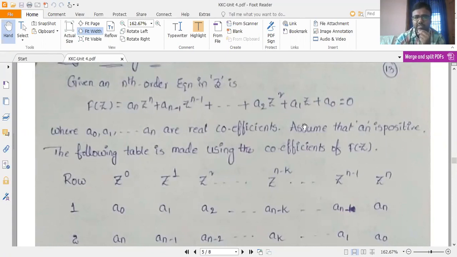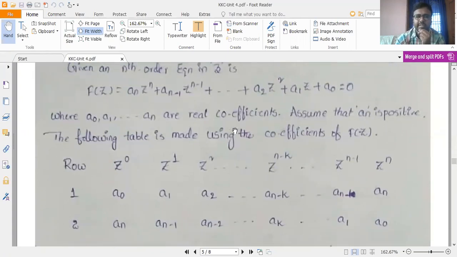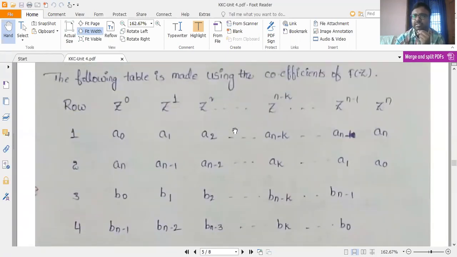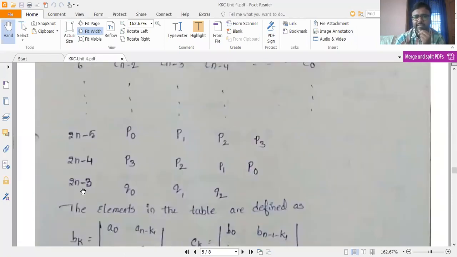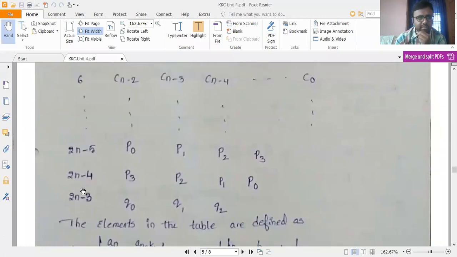All these coefficients are going to be considered as real coefficients. After that, we have to frame the table according to the coefficients of this particular polynomial. So initially, how many rows have to be framed? The rows have to be framed up to 2n minus 3, where n is nothing but the order of the equation.